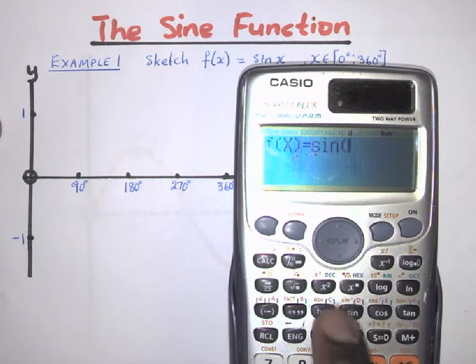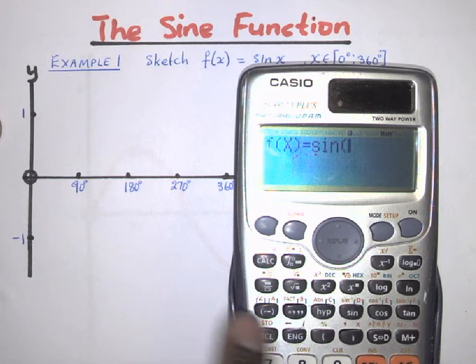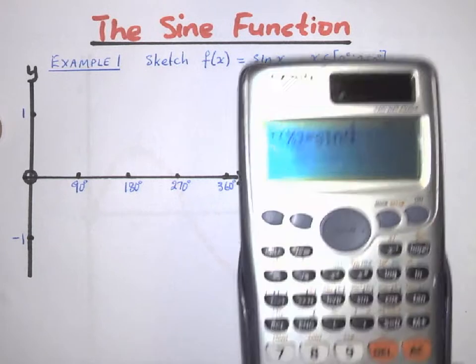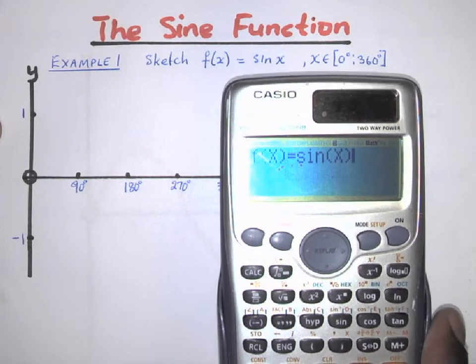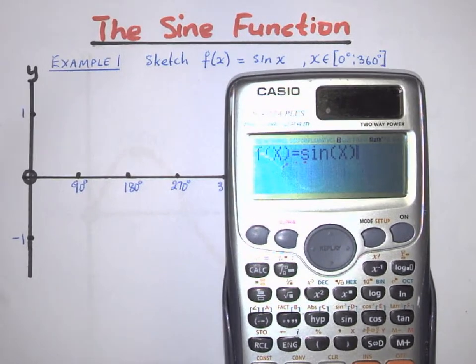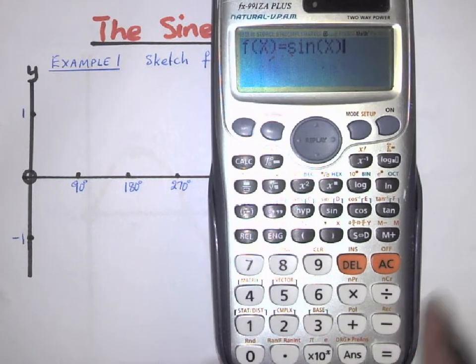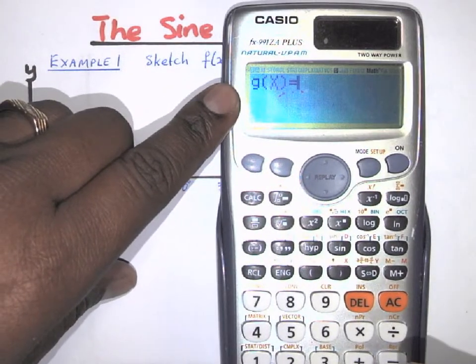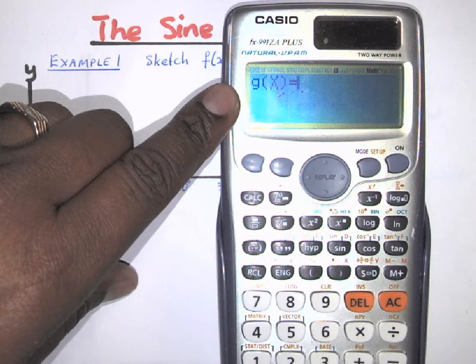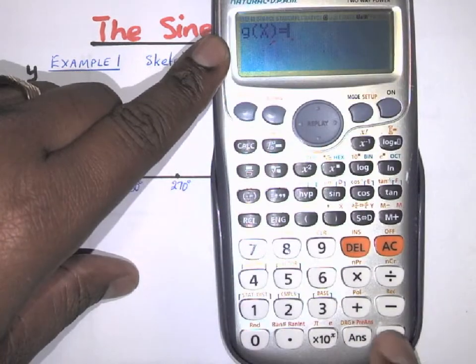The sine, but now I need to put in x. X is this x here, not the times. So I go alpha, then x, then I close the bracket. So f of x equals this. When I say equal to, it shows g of x, but it's only one graph that I want. So I'll ignore this and then I'll say equal to again.